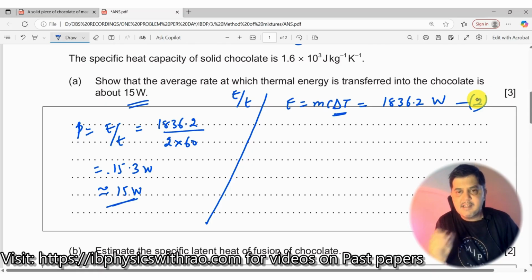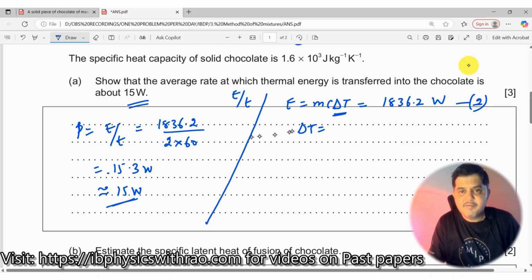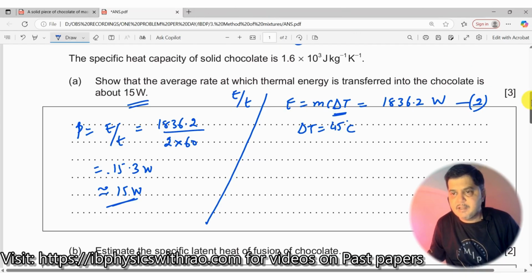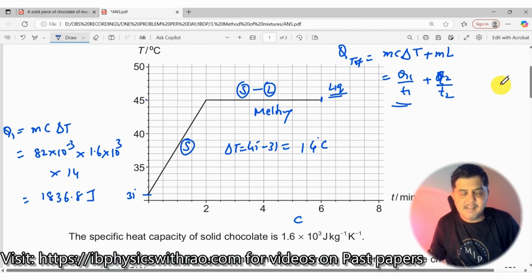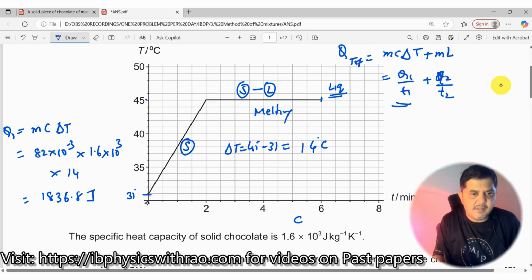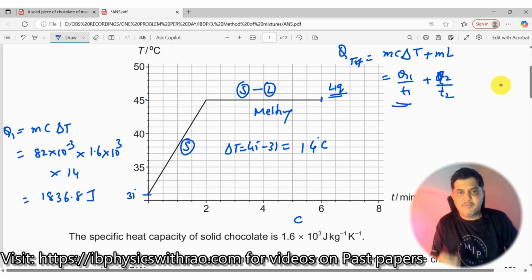Many of you will make a mistake here, saying that delta T is equal to 45 degrees centigrade. Why do people consider it like this? Because the moment you look at this, you consider that it is coinciding at the origin. That is a mistake many students make. So whenever there is a graph, see what the point on the y-axis is, mark the boundaries, and then proceed further.